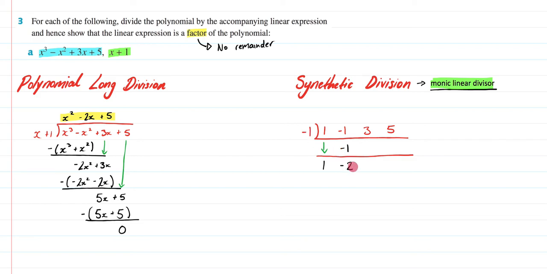Negative 1 times negative 2 is going to be 2. 3 plus 2 is 5. Negative 1 times 5 is a negative 5. 5 plus negative 5 is 0. This last one here is your remainder. So as you can see, that checks out because my remainder is 0, which means x plus 1 is a factor.